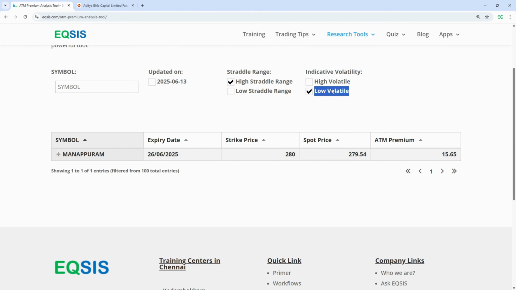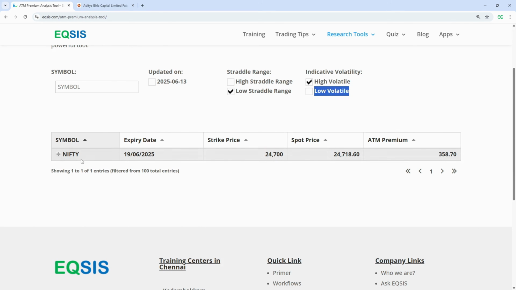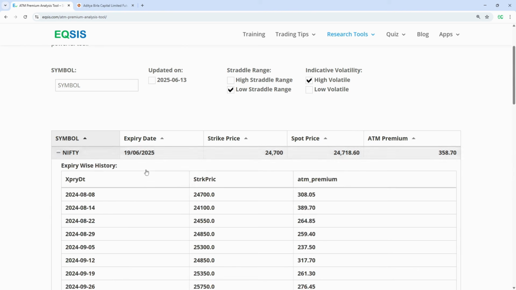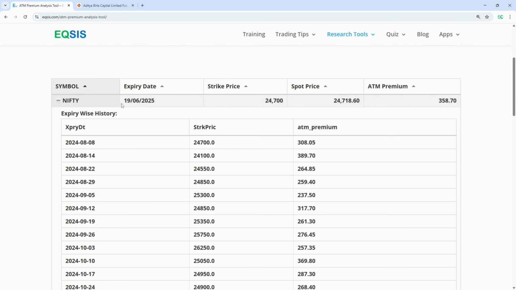Okay, what is then good for option buyers? Option buyers are expecting a low straddle range having a high volatile scenario. Maybe it is Nifty now. So Nifty is actually giving us a clarity with respect to the straddle range being relatively low when compared to other underlyings, but the volatility is expected to be high, because if you look at Nifty, we have so much history because it is all weekly expiry.